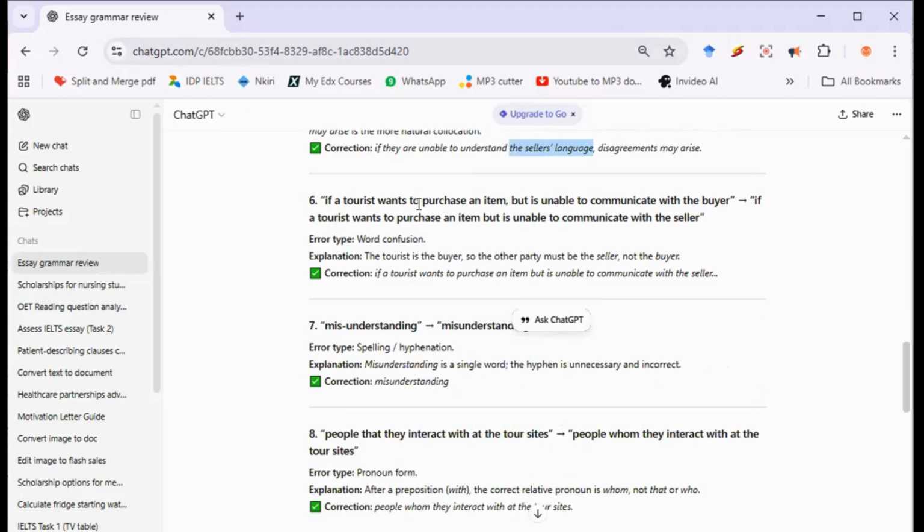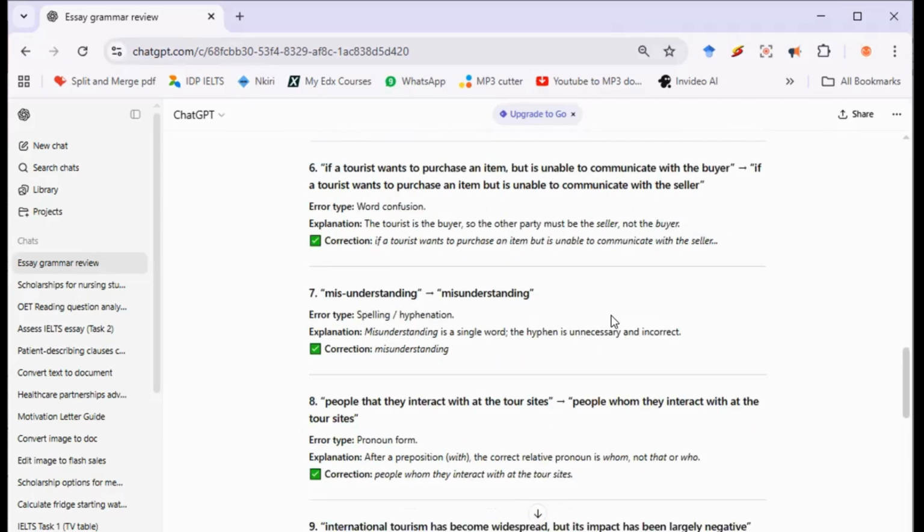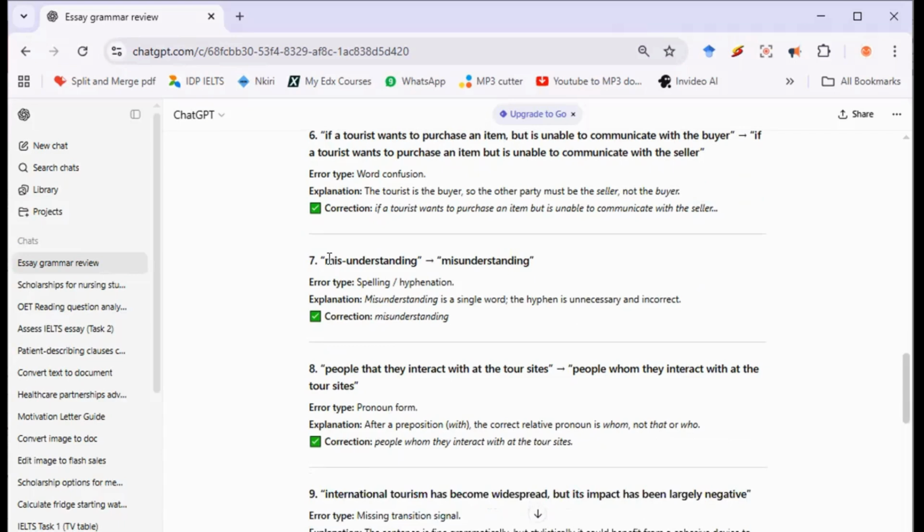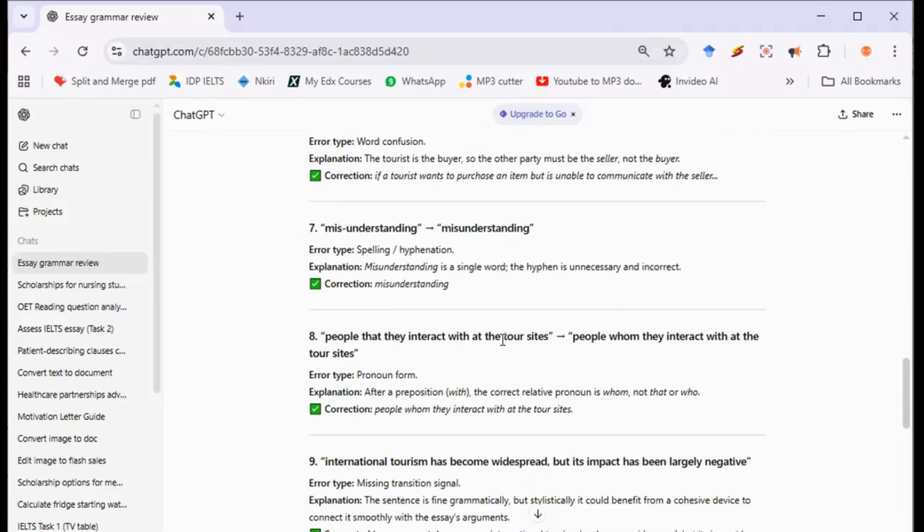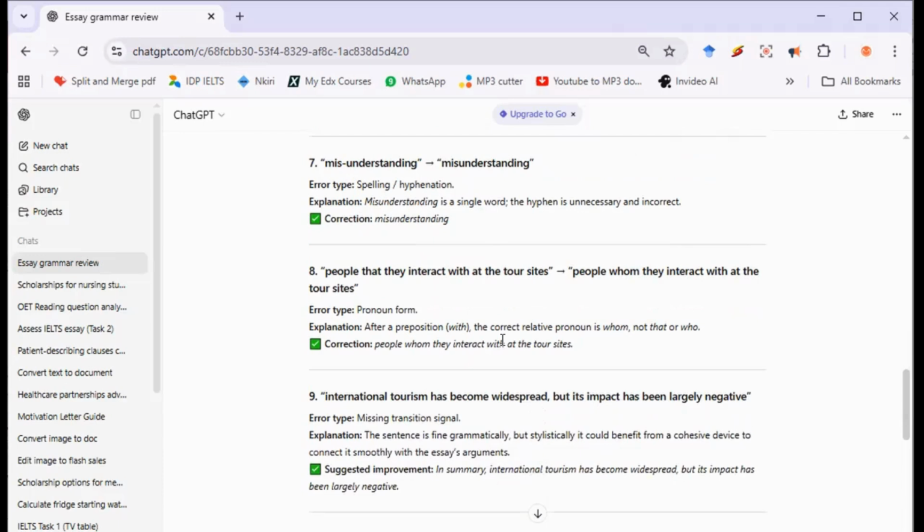"If a tourist wants to purchase an item but is unable to communicate with the buyer." Correction: "If a tourist wants to purchase an item but is unable to communicate with the seller." Can you imagine? Do you understand this one here? The tourist is the buyer. He wants to buy something from the seller. So you see the correction there. Something that I did not even see when I was writing. I don't know why I did not correct it. This dash should be one word. It's not a compound word, so the hyphen is not necessary.